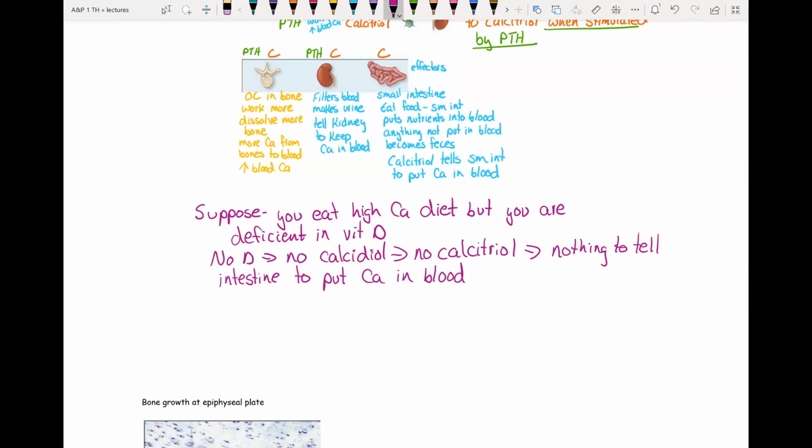So you would eat your high calcium food, and this food would go into your intestine. It would be broken down into all its component nutrients, and you'd have a bunch of calcium sitting there, and your intestine is picking through, deciding what to put into the blood, and there's nothing there to tell it to put the calcium in the blood. So it doesn't. It's like walking through the store and you forgot to put calcium on the shopping list, so you don't put it in your cart, you don't take it home. All that calcium you ate just gets lost in the feces. You would then become deficient in calcium also.